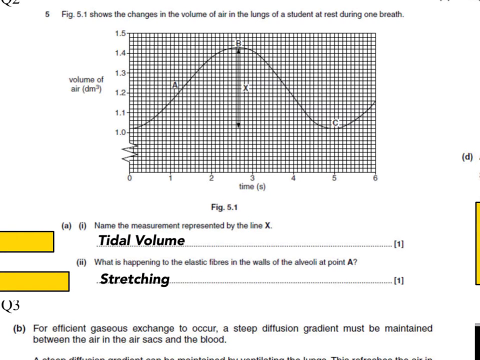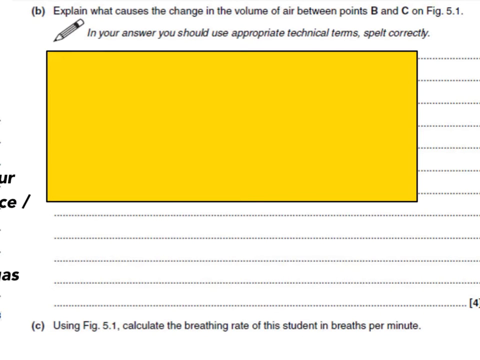I accepted expanding. Now, in my opinion, this is one of the easiest questions in the exam paper, and we have definitely done it in class, but very few people recognized what it was asking you to do. It says, explain what causes the change in the volume of air between points B and C. Explain what causes the change. Believe it or not, we teach this to year 8s, and it's the same kind of answer.